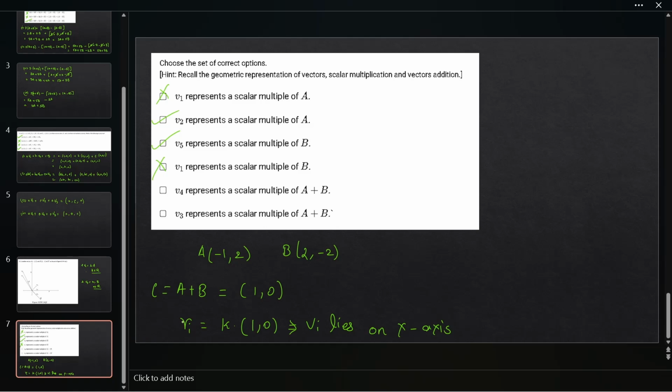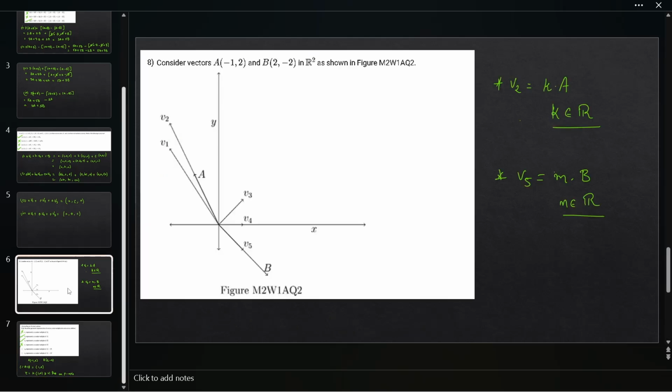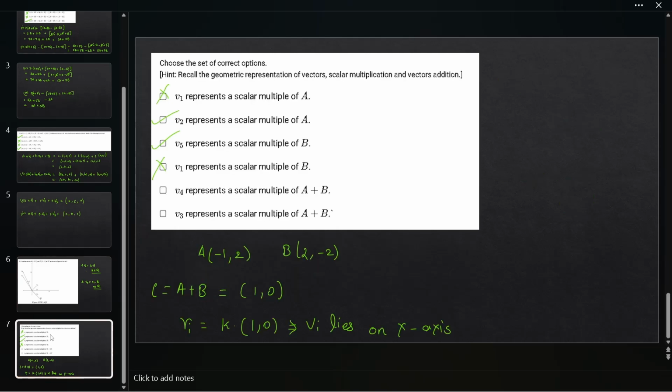Now, any vector that lies on the x-axis can be written as a scalar multiple of A plus B. So let's check. V4 lies on the x-axis, which means it could be written as a scalar multiple of A plus B. But V3, or let's say V5 or V1 or V2, these vectors do not lie on the x-axis, so they could not be written as a scalar multiple of A plus B. This option is incorrect, whereas this one is correct.